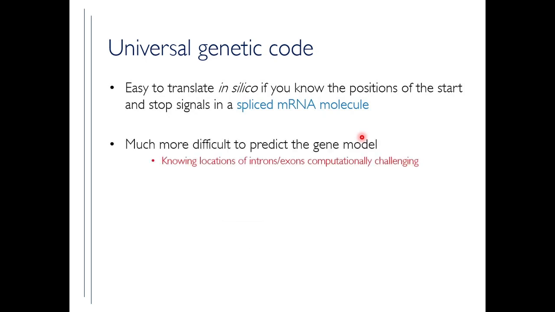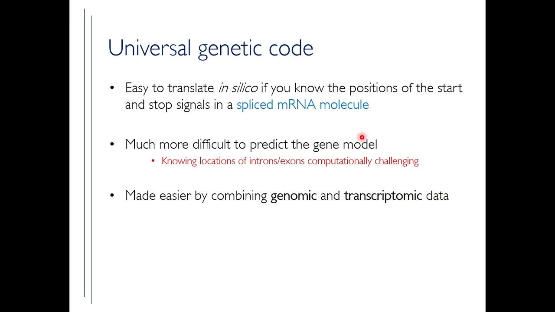But as I said, it's more difficult to predict the gene model. So, for example, knowing where the introns and exons are is frankly quite a challenging process. There are ways to get around it, which is to combine the genomic data of the genes with the transcript data from mRNA sequences. So you would compare the two, and the mRNA that has had the introns removed would tell you where those introns are in the gene model. But don't worry too much about that.